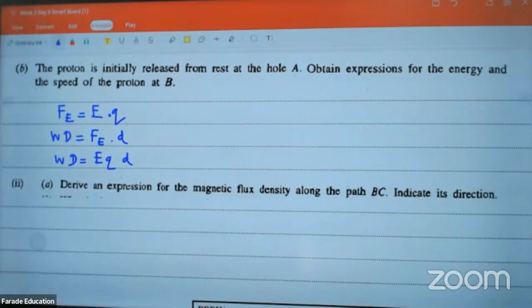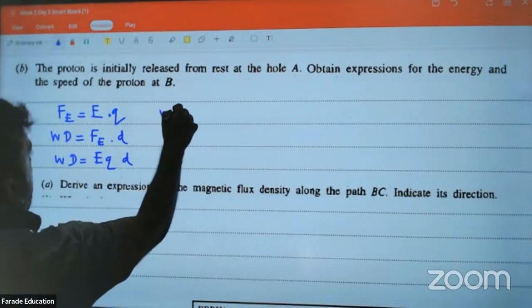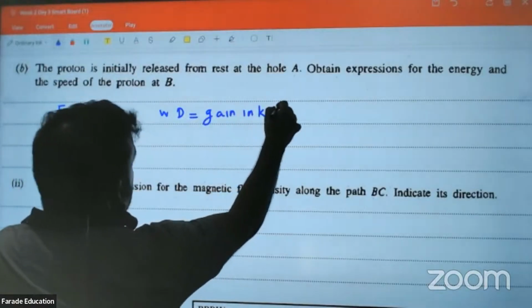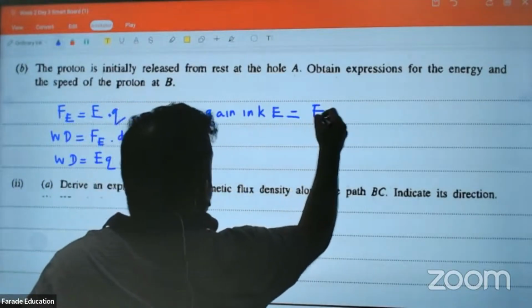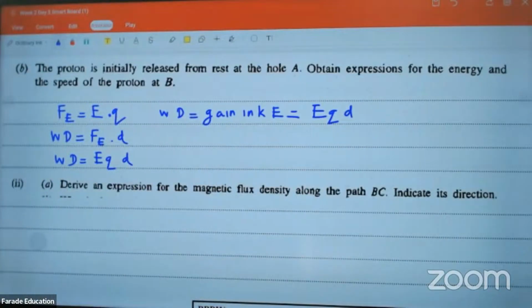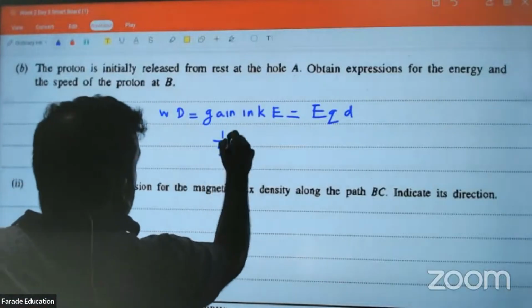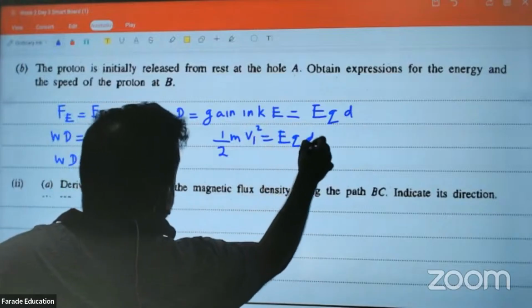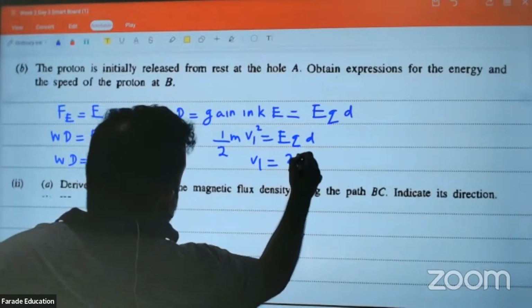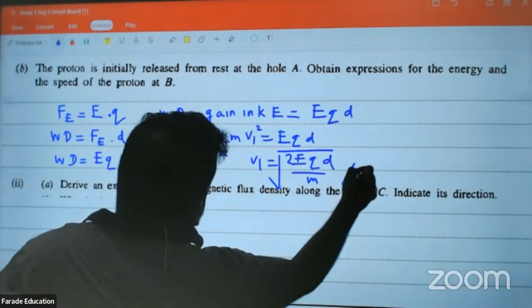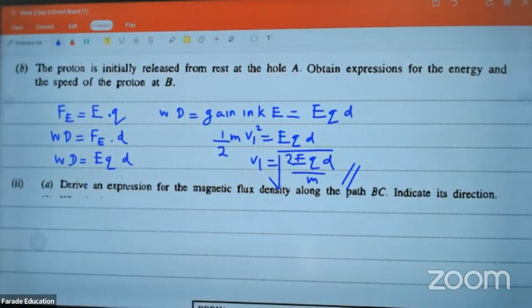This work done is the gain in energy. Work done equals gain in kinetic energy. That is equal to EQD, right? So here half m v1 squared equals EQD. Velocity v1 is equal to the square root of 2EQD divided by m.